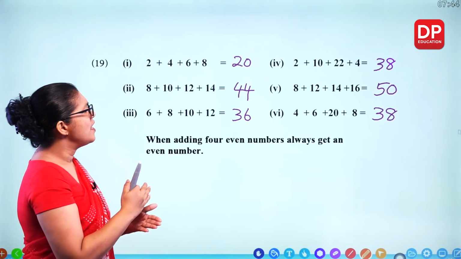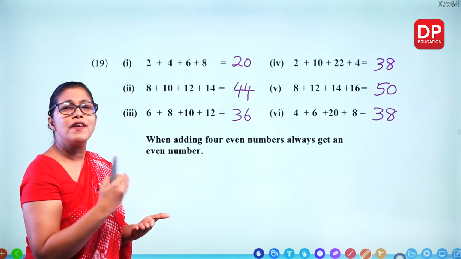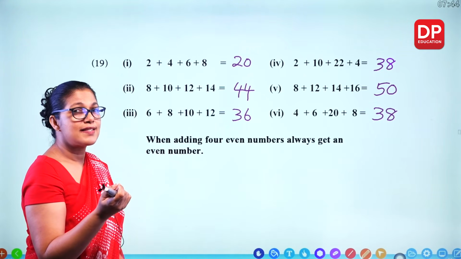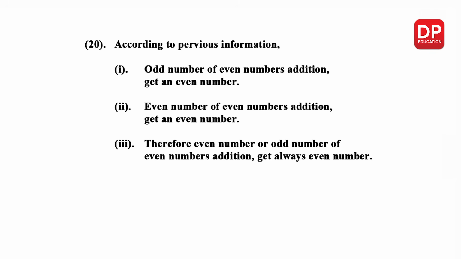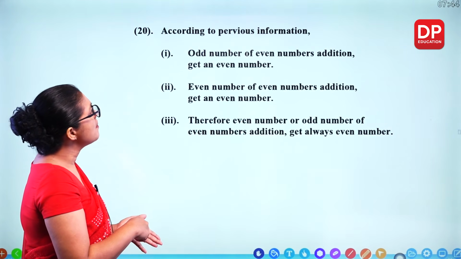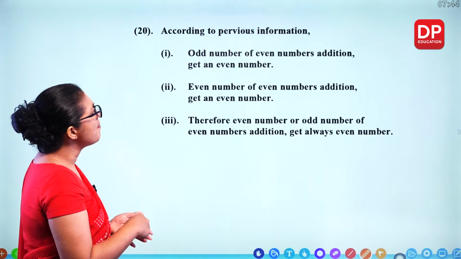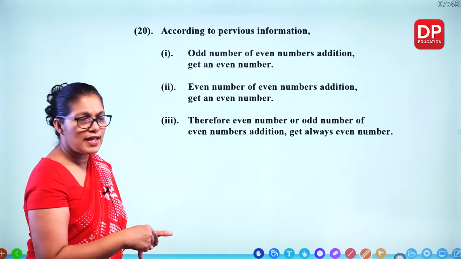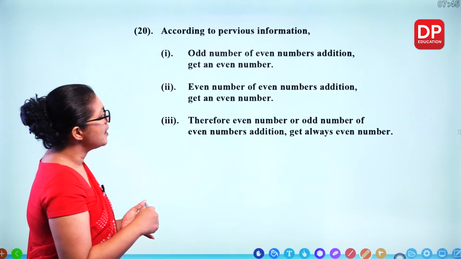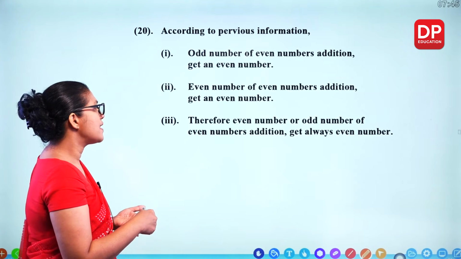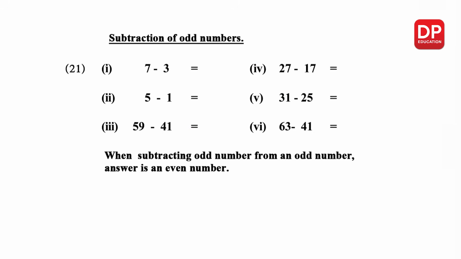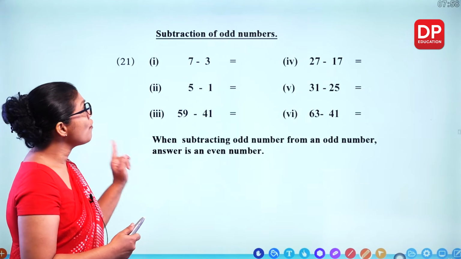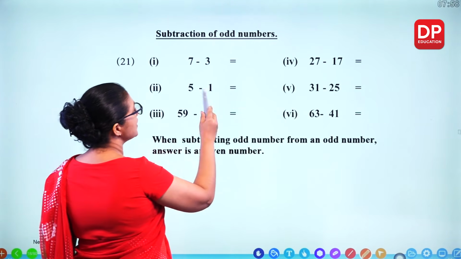So remember, when you add any number of even numbers, you get the answer as an even number. According to the previous information, what we can say: odd number of even numbers addition also gives an even number. Even number of even numbers addition also, you get an even number. So therefore, whether an even or odd number of even numbers, the addition always gives an even number. Now we'll see what will happen when you subtract. So, subtraction of odd numbers, where both are odd numbers.